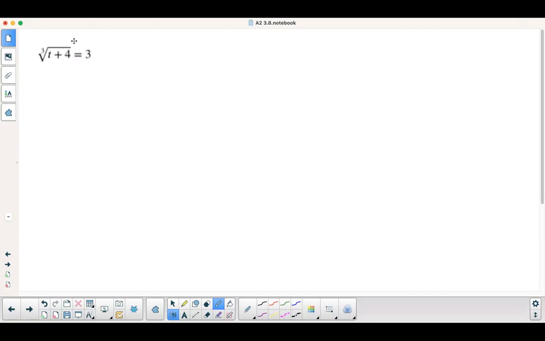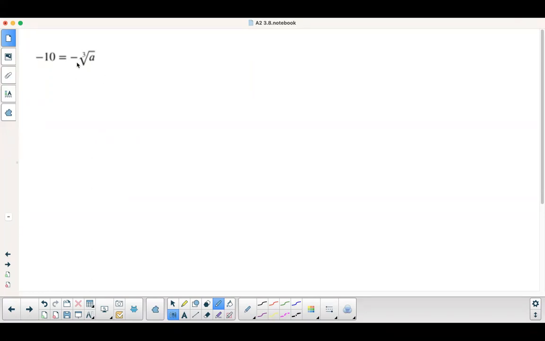Since my cubed root is by itself, I cube both sides. The cube gets rid of the cubed root. Okay, and there you go. And it's always a good idea to plug it back in and check. 23 plus 4 is 27. Cubed root of 27 is 3. It checks out.